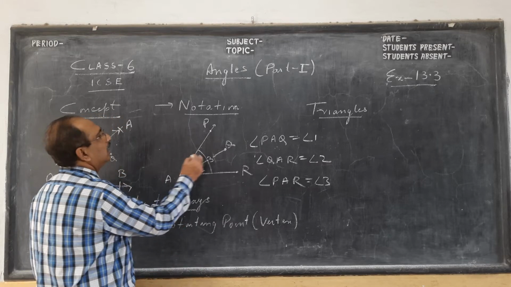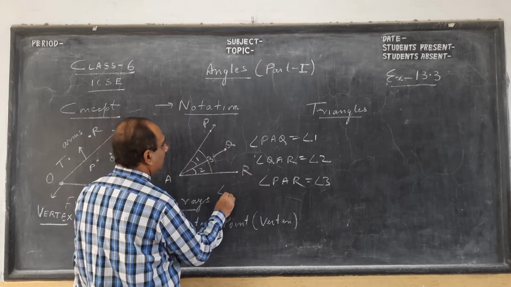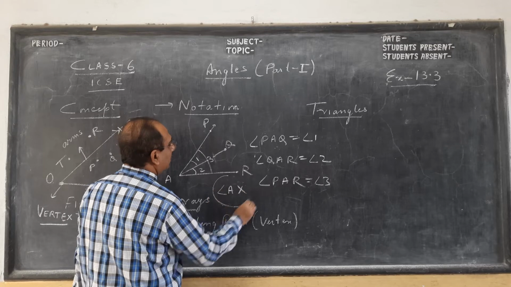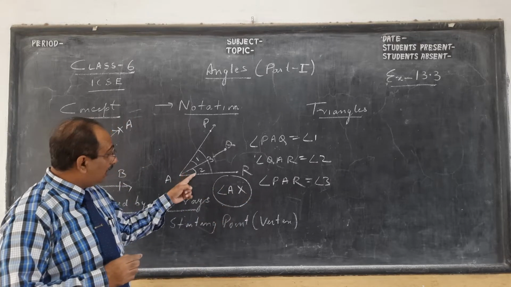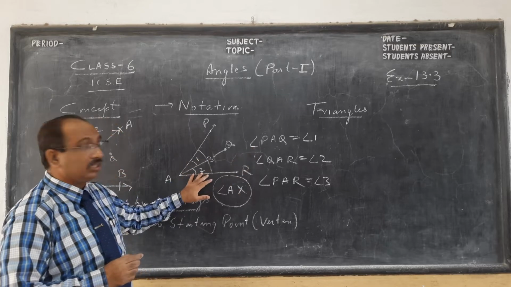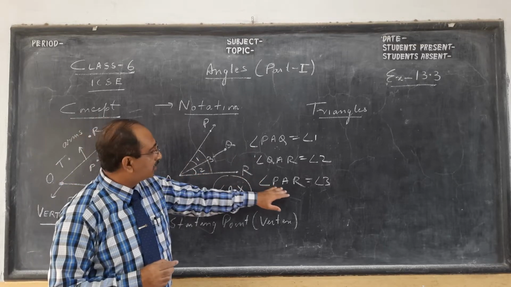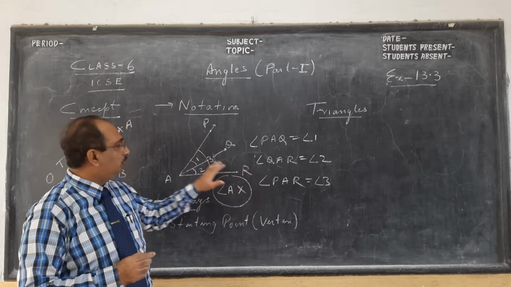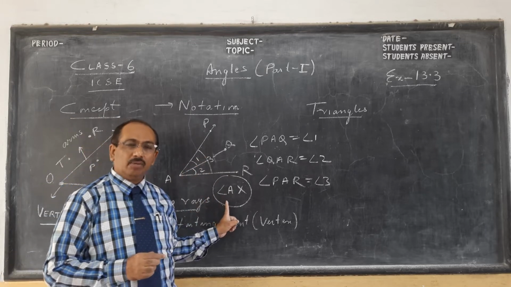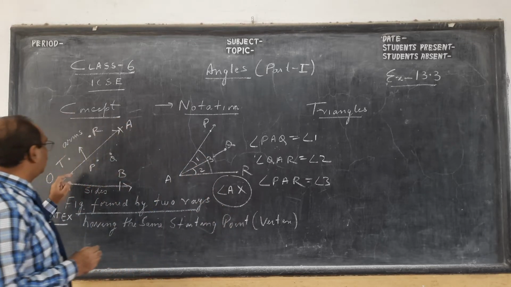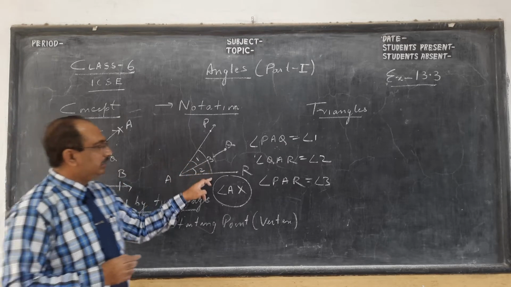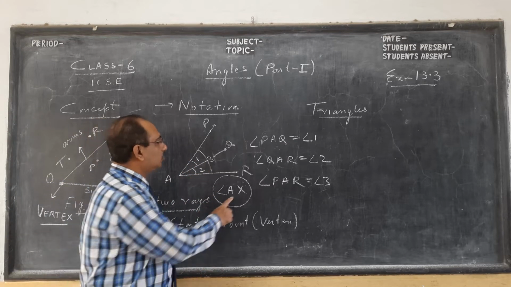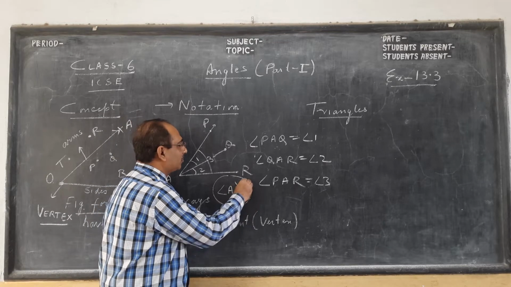Here suppose, children, I say angle A. This has no meaning. One letter naming notation has no meaning because angle A has three angles over here. Many children tell me, sir, I was talking about PAR. No, there are three angles. So one letter naming is only when there is a single angle with two rays. If there are more than two rays, we have more angles. So this is not right, this is a cross, meaning wrong.